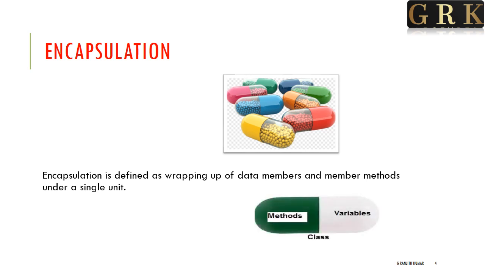So the picture below depicts that the methods as well as variables, meaning data members, are enclosed in a single unit. That unit we call a class. Because the class is going to provide security to the methods as well as data by combining them in a single unit.